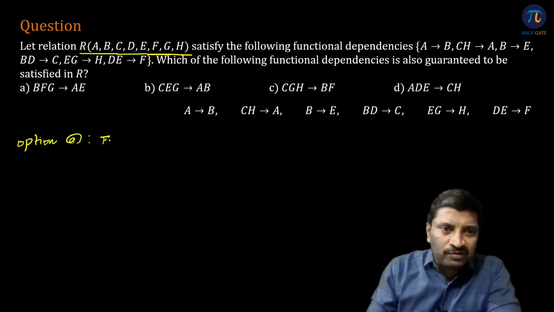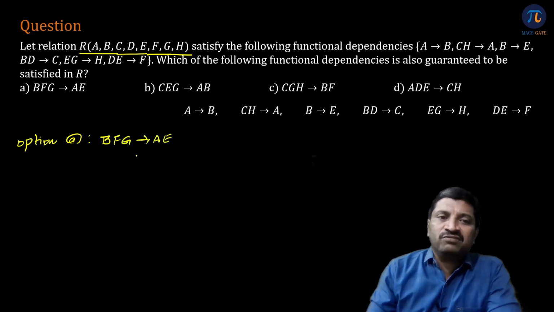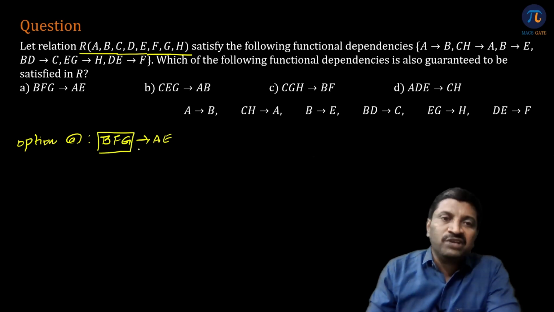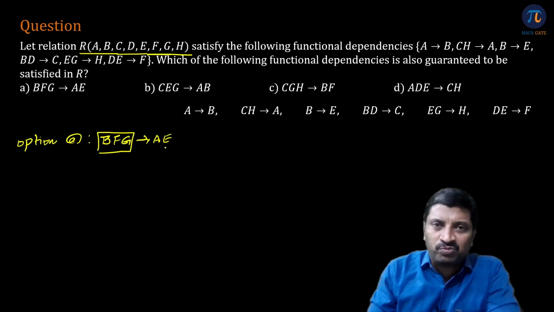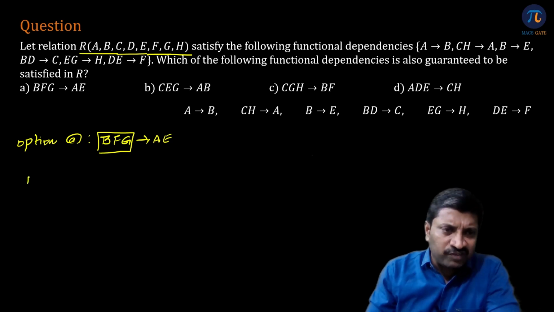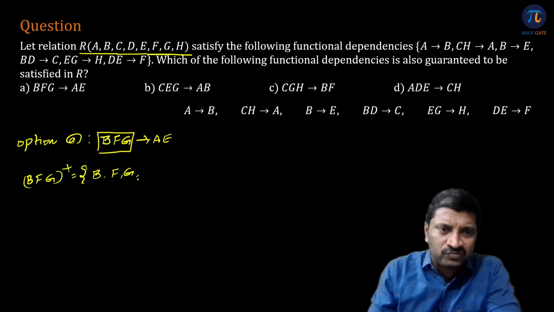So what we need to verify, sir, is whether BFG implies AE or not. For that, what we do is find the closure of this one. If the closure contains these two attributes, then it will hold. If it doesn't contain these two attributes, it will not hold. Okay. So let us find the closure of BFG.